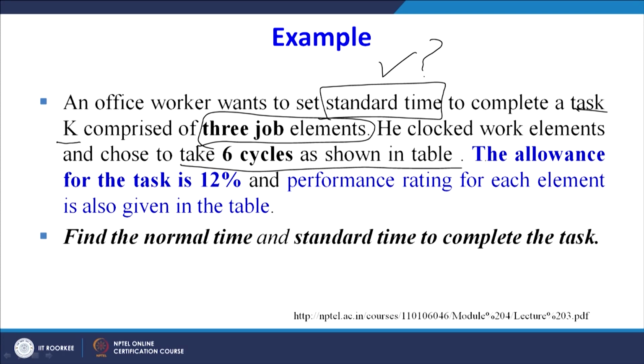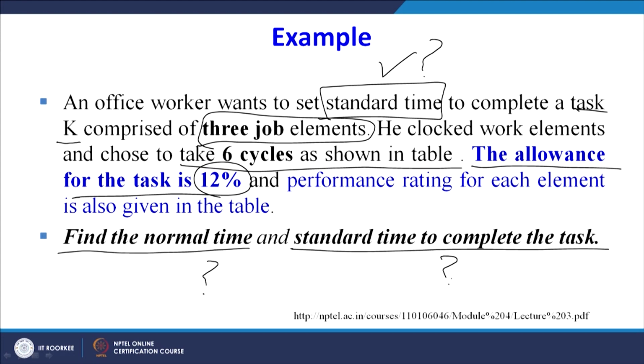The allowance for the task is 12%. The total allowance is given and the performance rating for each element is also given. That will be given in the table in the next slide. So what we need to do? We need to find the normal time, first question, and the standard time to complete the task, second question. So two things, 1 and 2. And if you have understood the concept, both are interrelated.